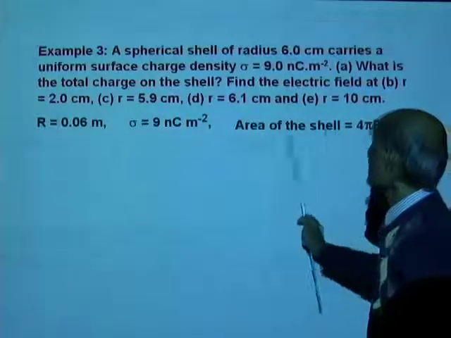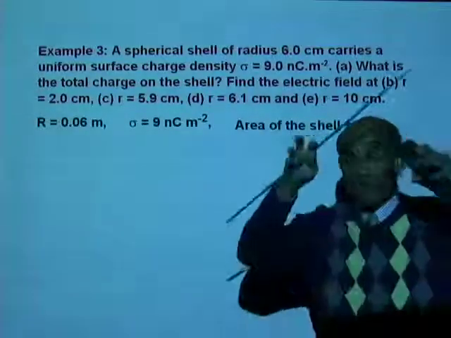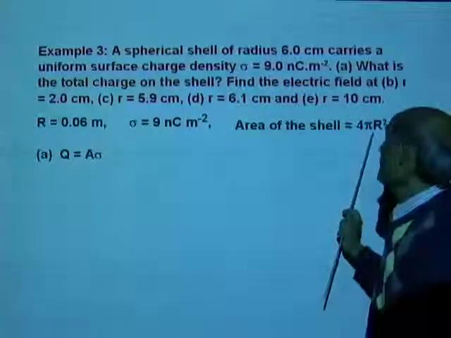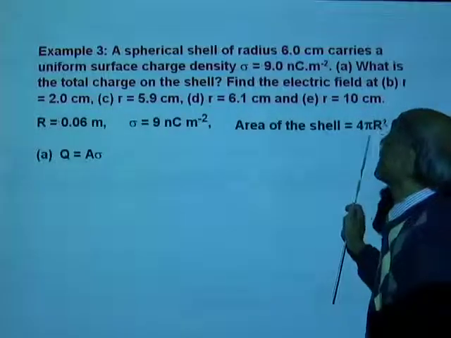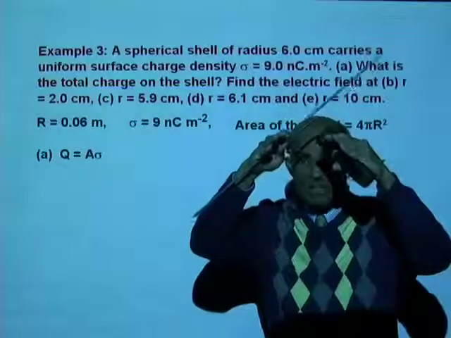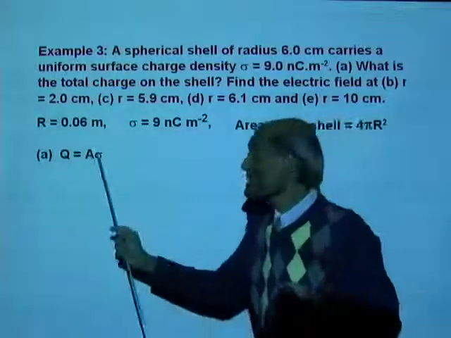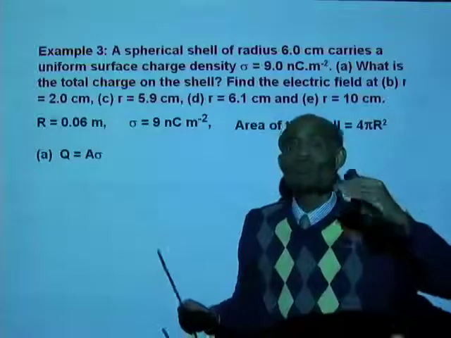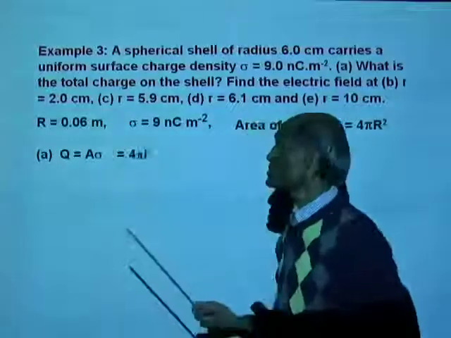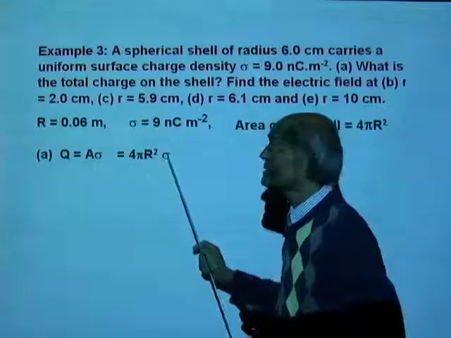If the radius of the shell we know is 0.06 meter, the area of the shell, the spherical area, will be 4 pi r squared. The total charge on the shell will be the area multiplied by the surface charge density. Sigma stands for charge per unit area. Multiply that with the area, you will get the total charge on the shell. So the total charge on the shell is 4 pi r squared times sigma.